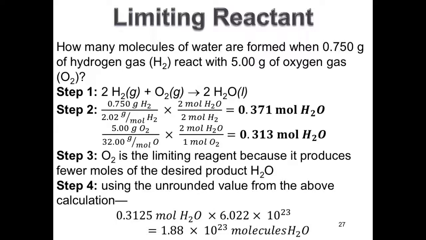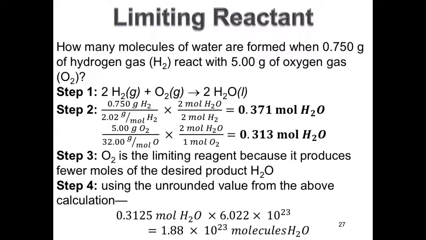So step 1, balanced chemical reaction. Step 2, 0.75 grams of hydrogen divided by the molar mass. Multiply it by the mole ratio of 2 moles of water to 2 moles of hydrogen, and you get 0.371 moles of water.